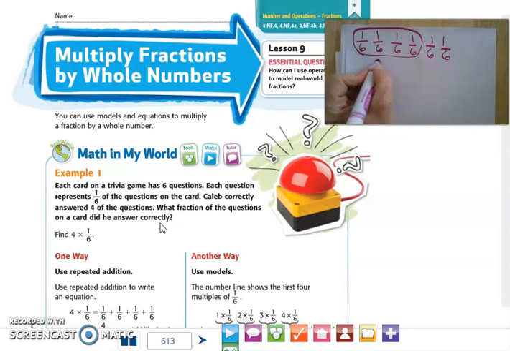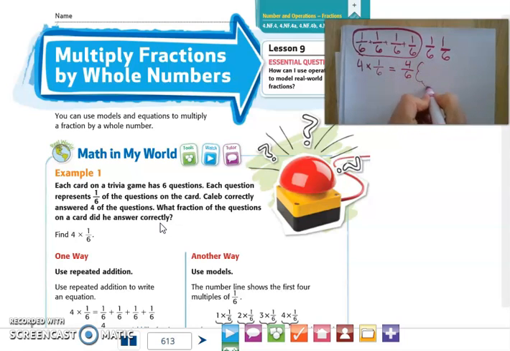So this is 1/6 4 times, which can also be written as 1/6 plus 1/6 plus 1/6 plus 1/6, which is 4/6. I'm just going to give you this. I may regret it, but I'm going to show you anyway. 4 times 1/6 can also be written this way.